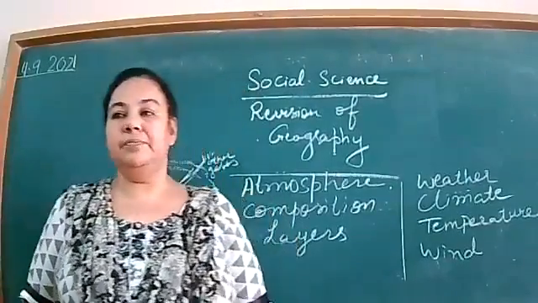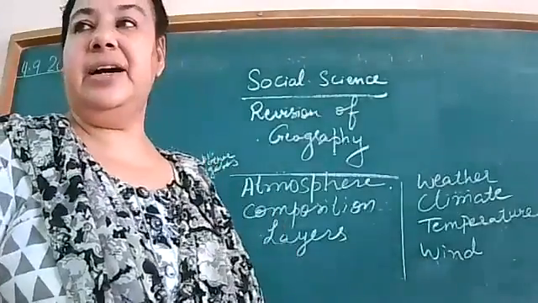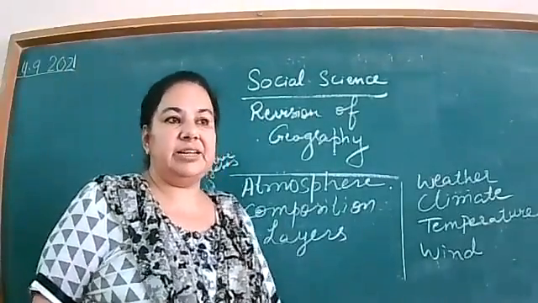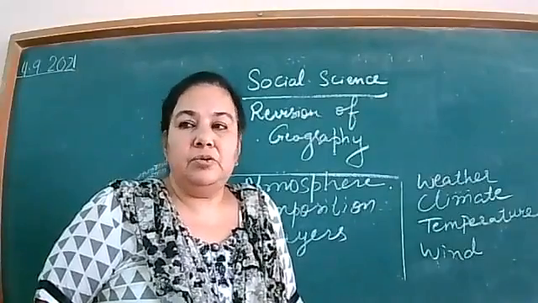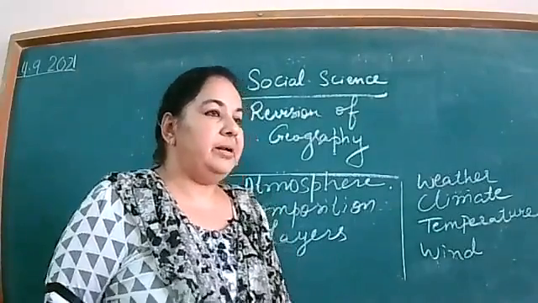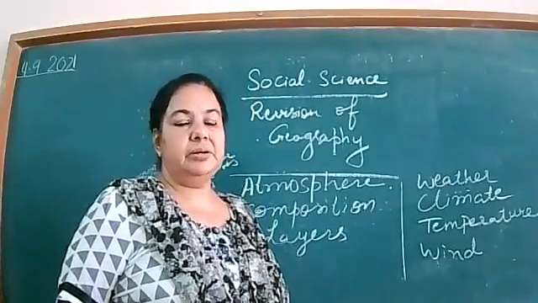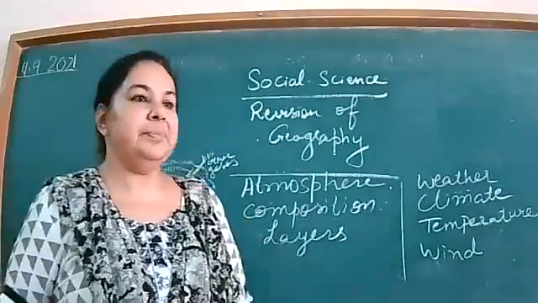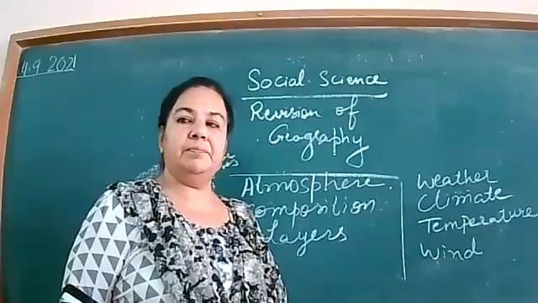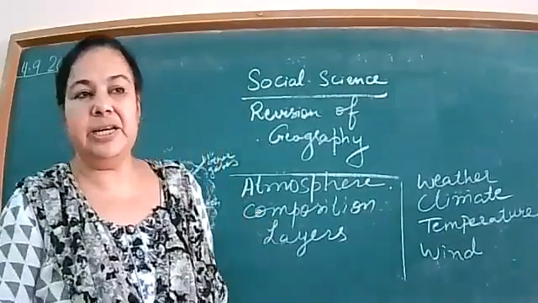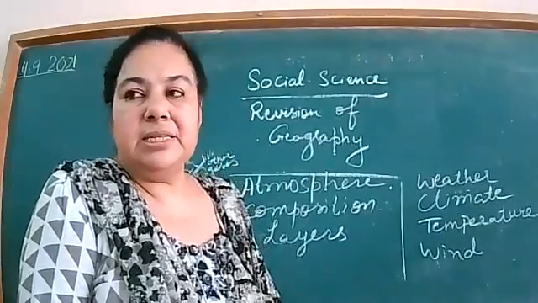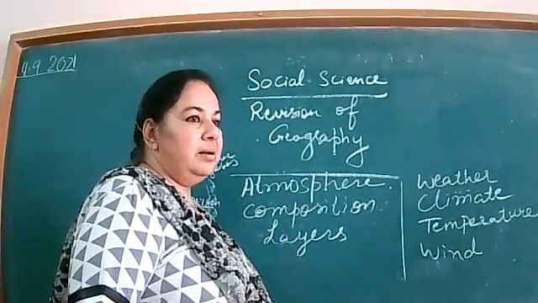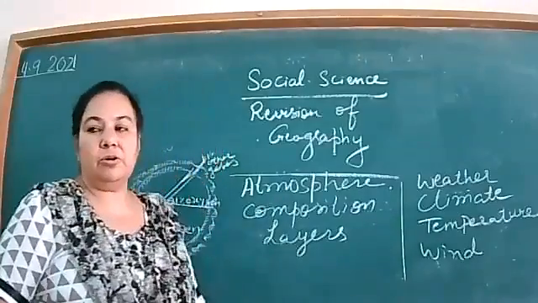Wind that changes its direction with the particular season is known as seasonal wind. Example: monsoon wind. Next, local wind.